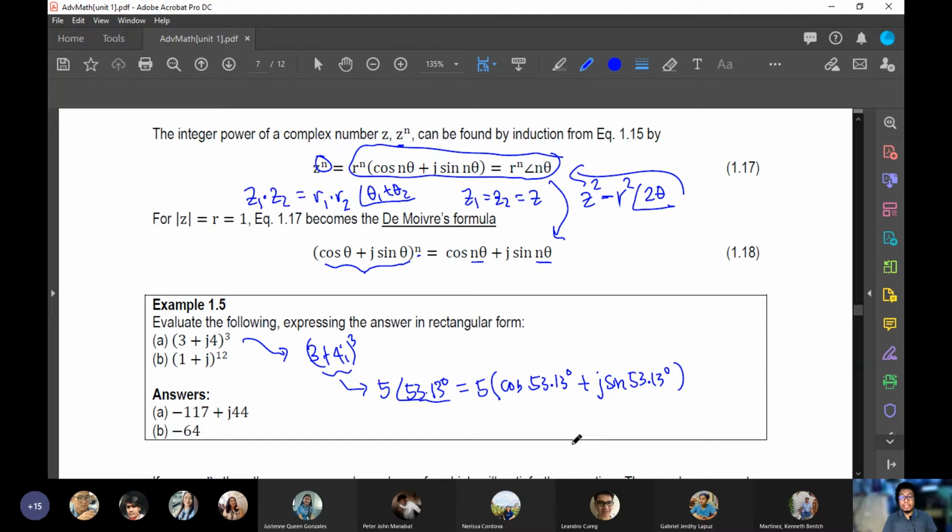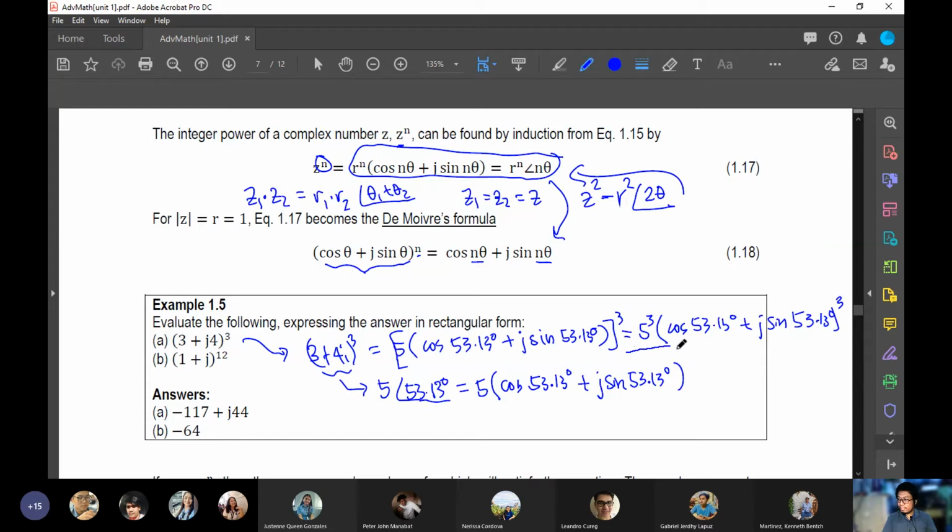In this problem, what we have is to raise this number to the power of 3. So we will now have this as [5 times (cosine of 53.13 degrees plus j sine of 53.13 degrees)] cubed. And since this is a product, we can use the distribution of the exponents. So we simply have 5 cubed times (cosine of 53.13 degrees plus j sine of 53.13 degrees) cubed.